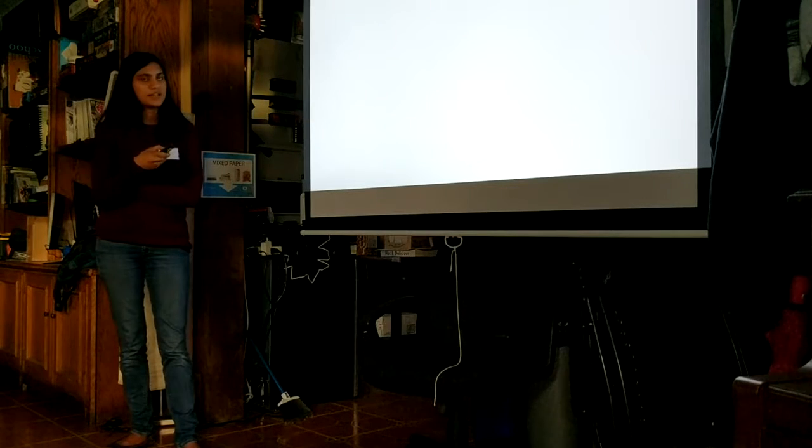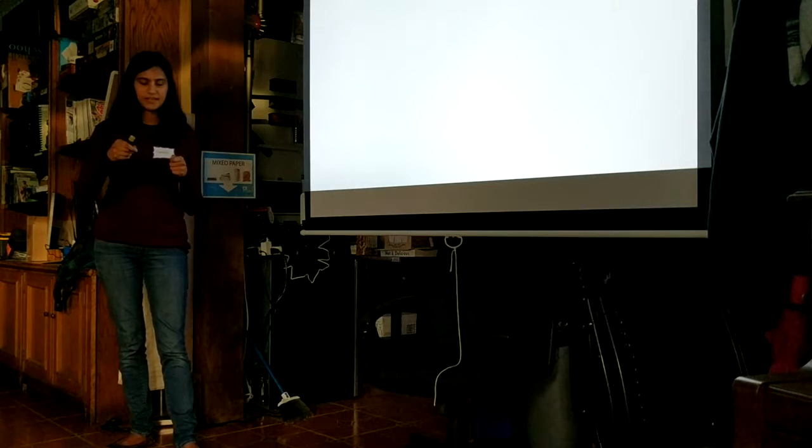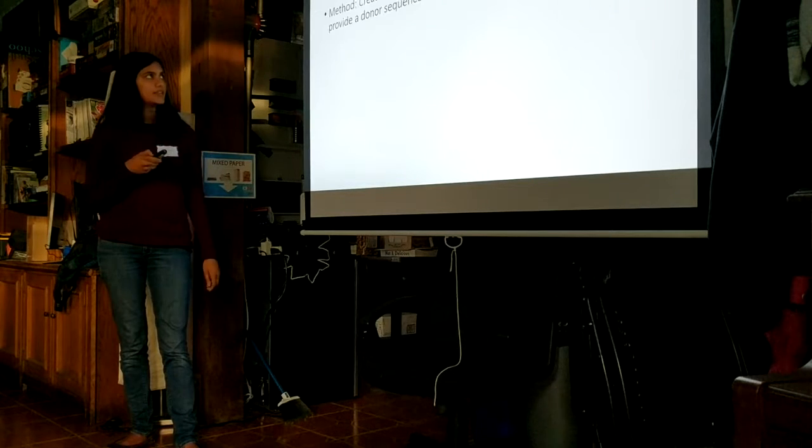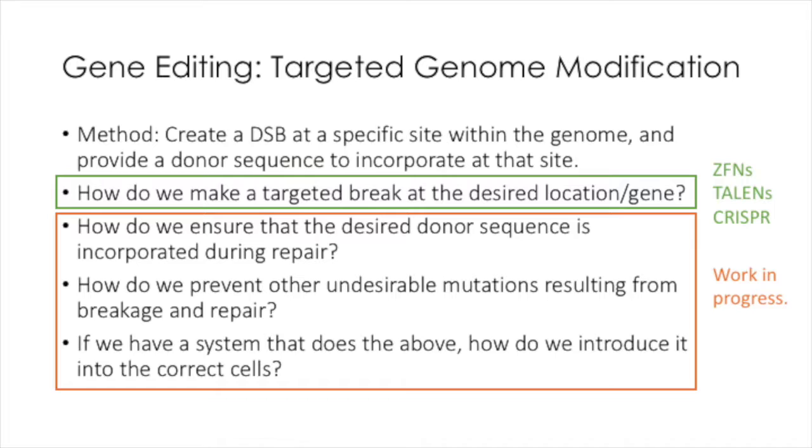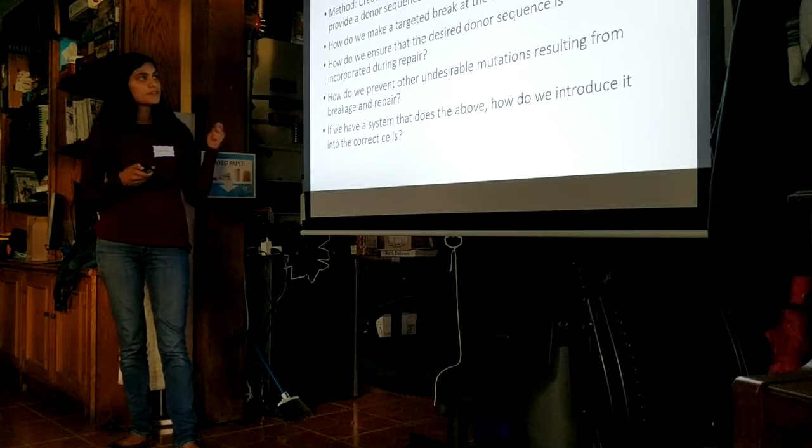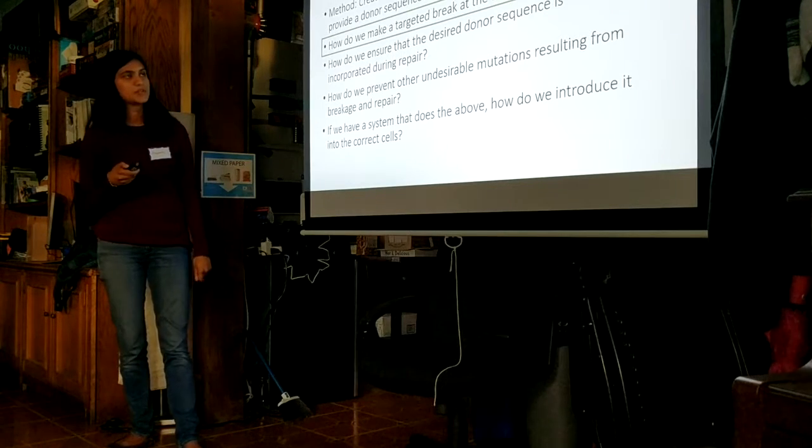So this is what gene editing is right now. We're trying to basically modify the genome in a specific targeted site, and the current main methodology is to create a double-stranded break at that site and then provide a donor sequence to incorporate right there. So the main questions that come out of that is, how do we even make a targeted double-stranded break right at the place we want to? How do we ensure that the desired donor sequence is incorporated during repair? How do we prevent other undesirable mutations from this entire process? And if we have a system that does all of that, how do we actually get it into the correct cells?